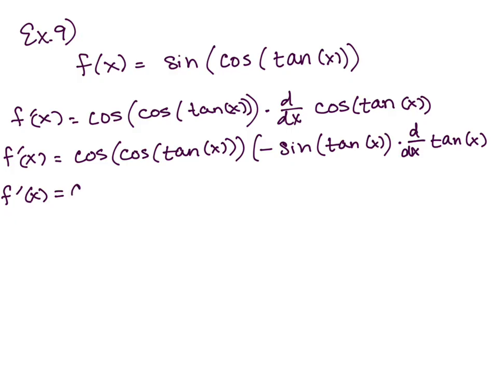All right, so in our final step, we have cosine of tangent of x times negative sine of tangent of x times the derivative of tangent of x, which is what, Brooks? Times secant squared.